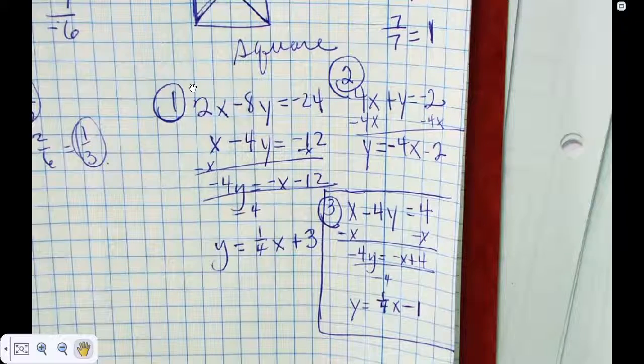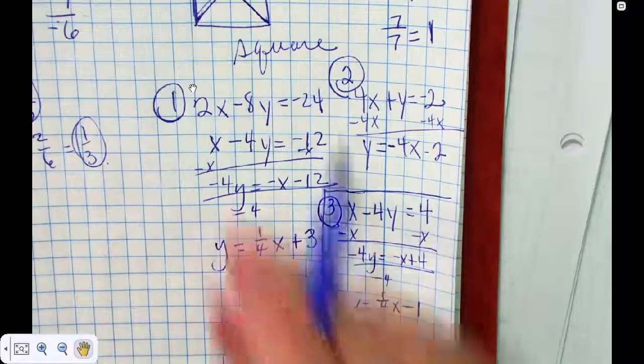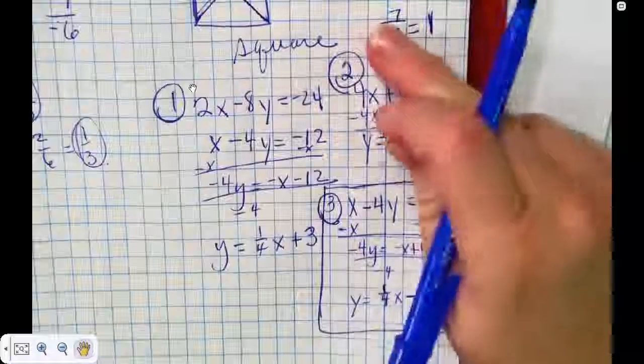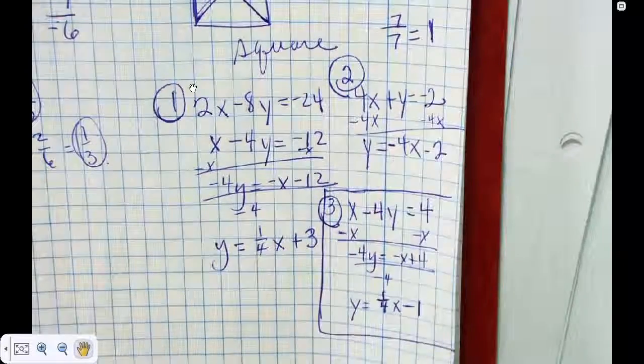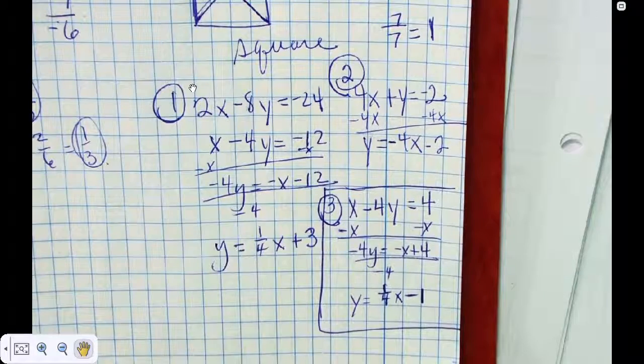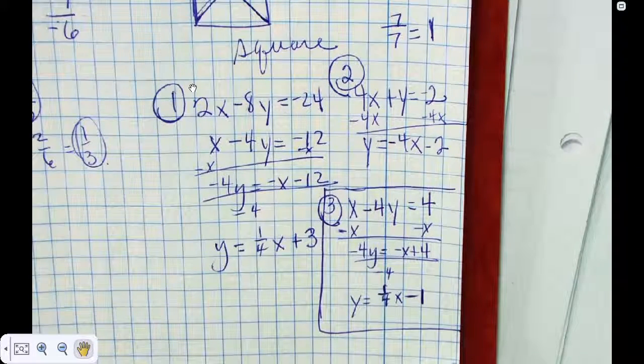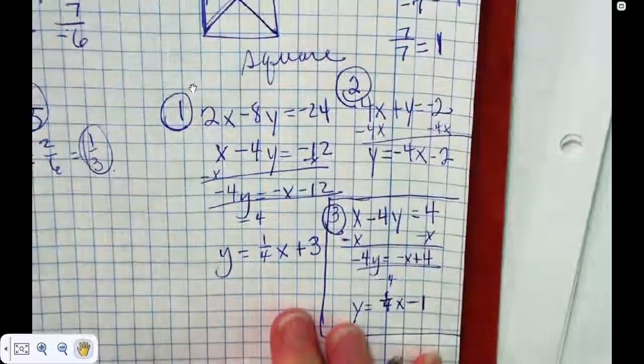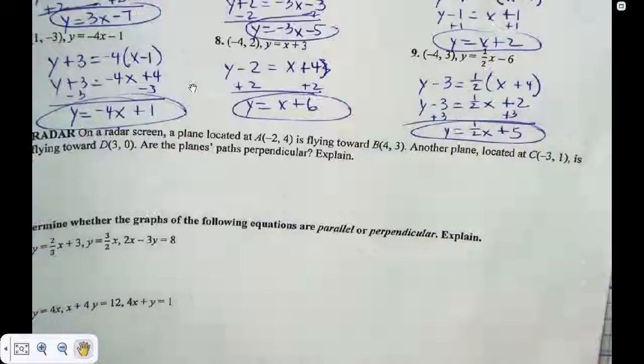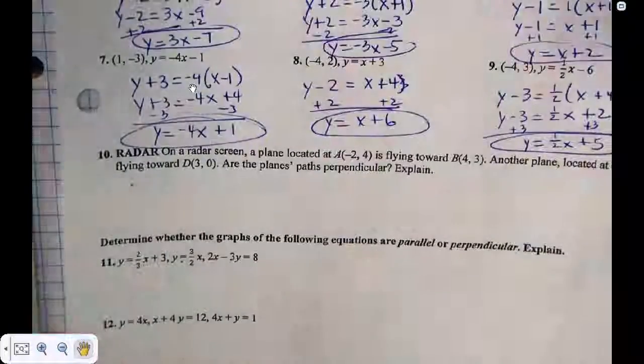Which 2 are perpendicular? 1 and 2 and 2 and 3. Right? If these are parallel to each other, and that one's perpendicular to that one, then that one's going to be perpendicular to that one. Makes sense to me. Okay? We good? We know the difference in the 2? Okay, now we're going to go finish the 4-4. Start at 10, 11, and go all the way to 18, and then we're going to check it, okay?